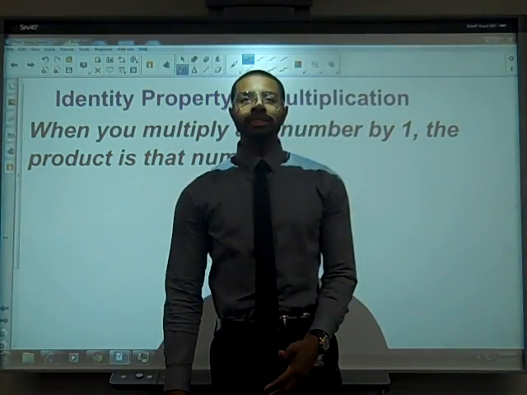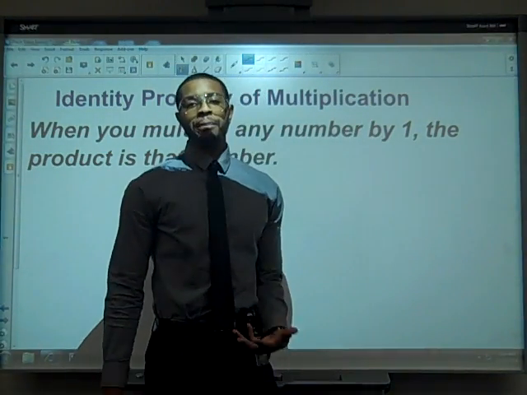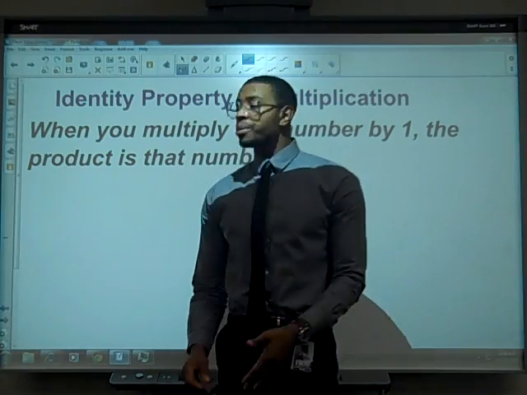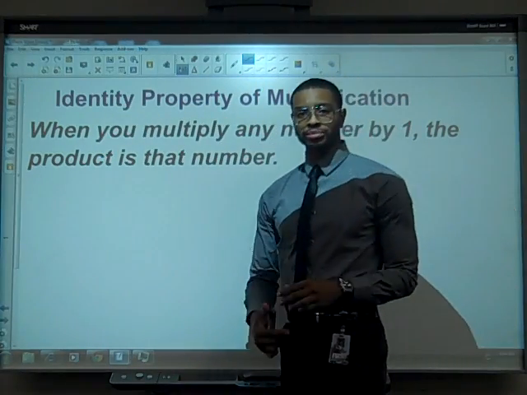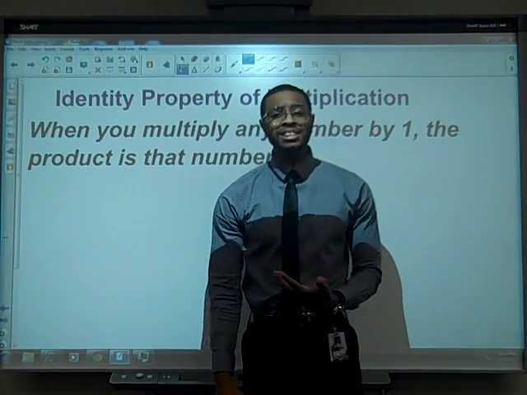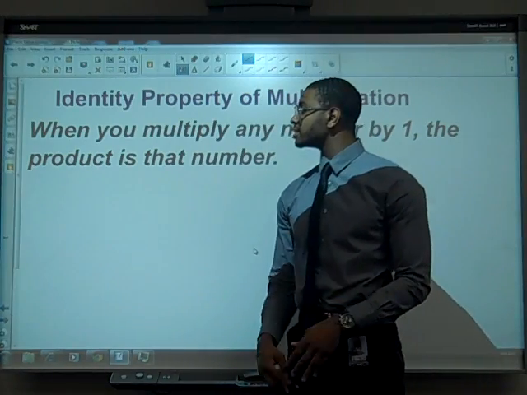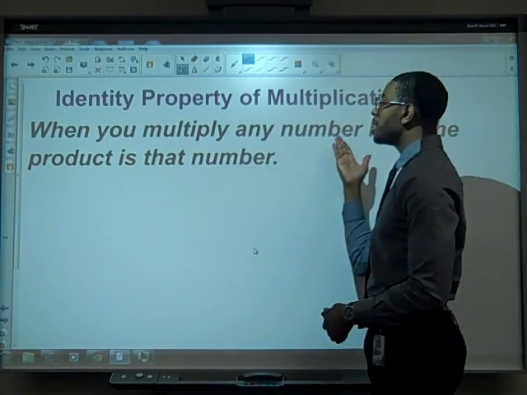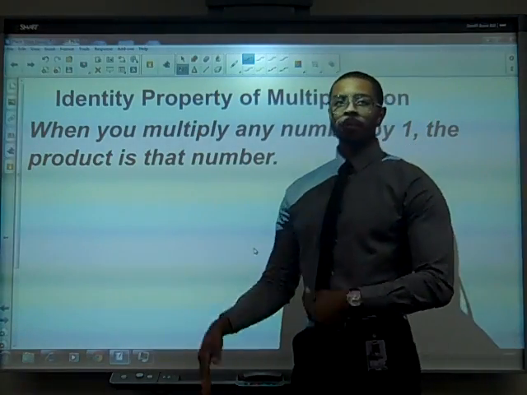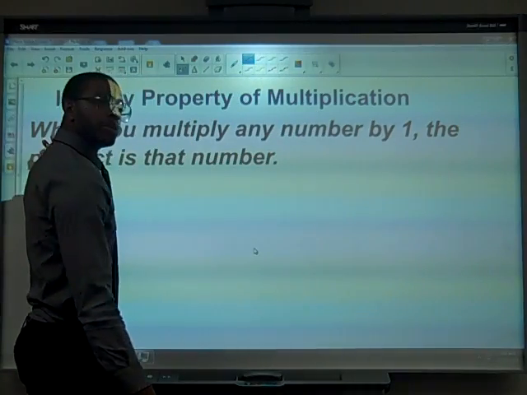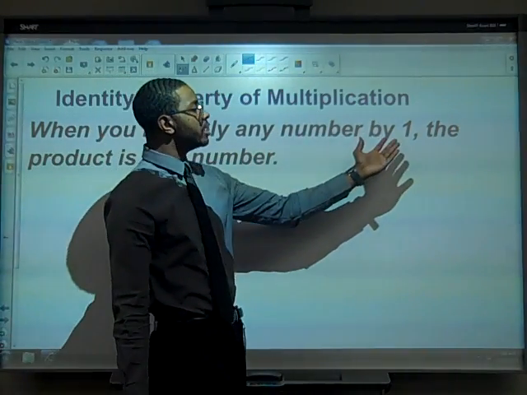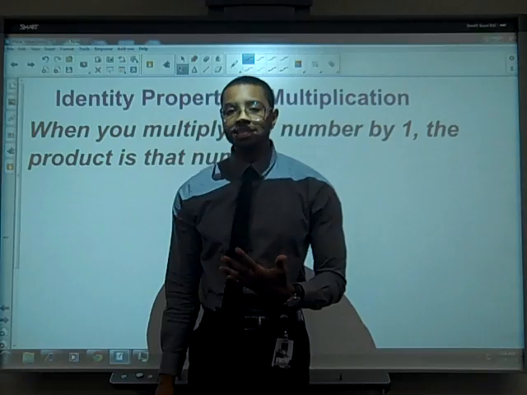Today we're going to talk about the identity property of multiplication. Well, the identity property of multiplication tells us that when you multiply any number by 1, the product is that same number. Again, when you multiply any number by 1, the product is that same number.